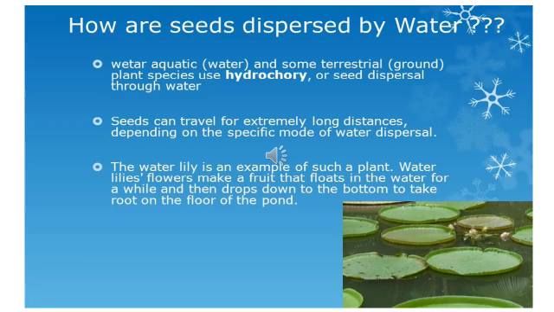The water lily is one example of such a plant. The water lily's flowers make a fruit that floats in the water for a while and then drops down to the bottom to take root on the floor of the pond.